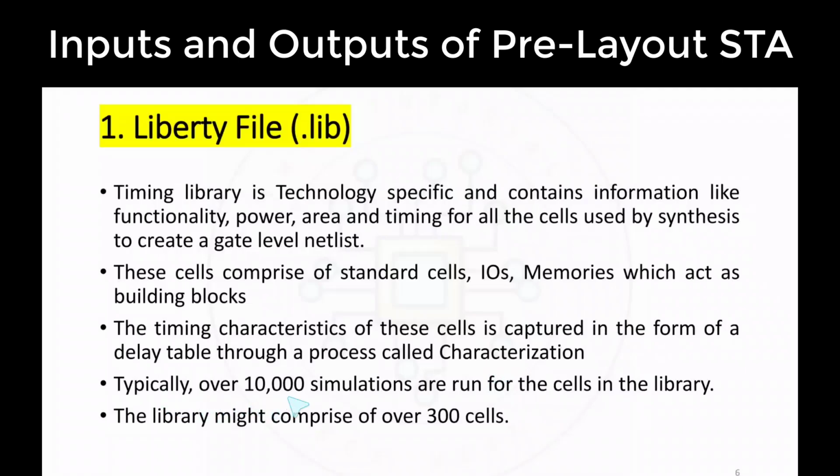Typically over 10,000 simulations are run for the cells in the library. The library might comprise over 300 cells. Whenever we get a new tech node, we will be drawing the schematics of all the cells and the layout team will be drawing the layouts of all the cells. Then we will be extracting the parasitic data either in the form of SPEF or DSPF. If it is from the schematic, it will be in the form of CDL. Now these things will be given as an input to the characterization engine, where there will be a particular flow. By using that, these .libs will get generated.